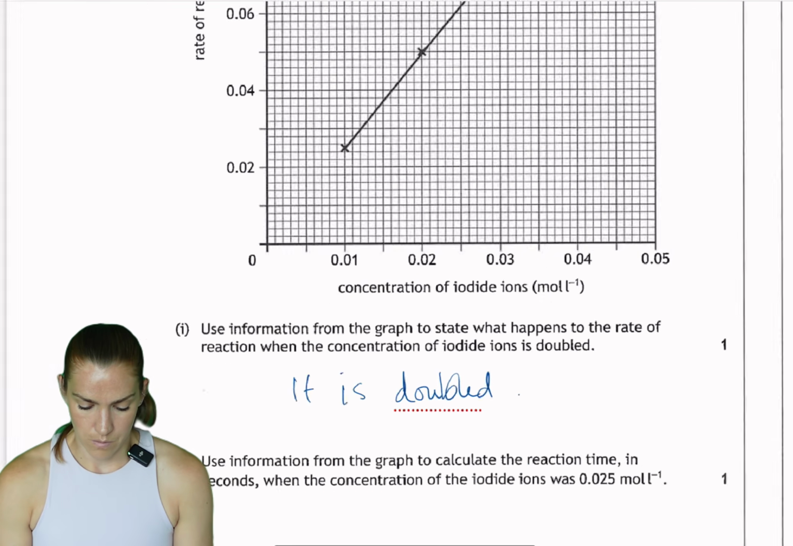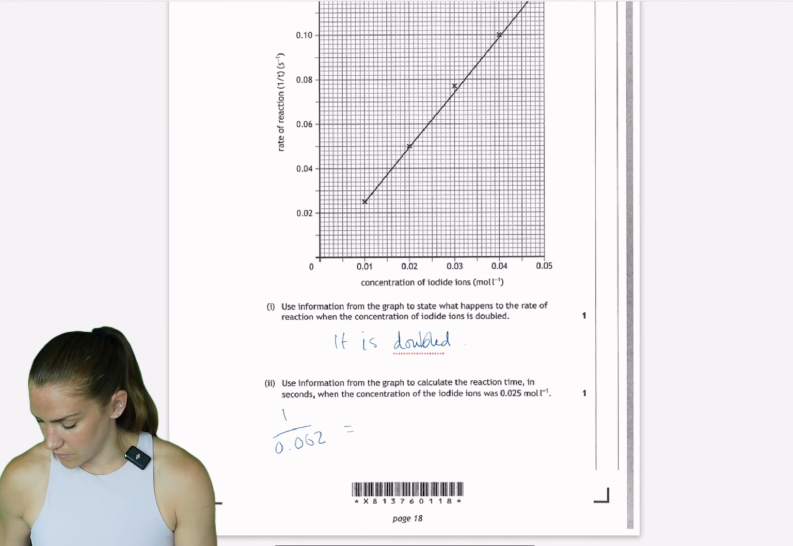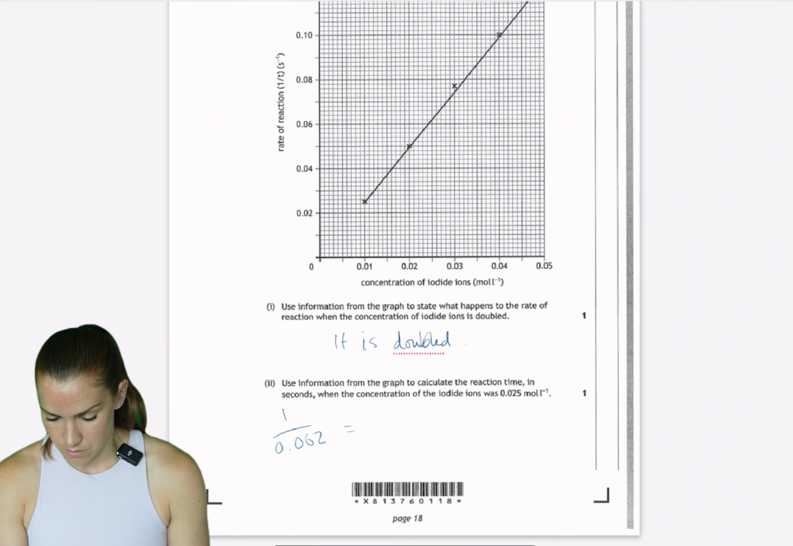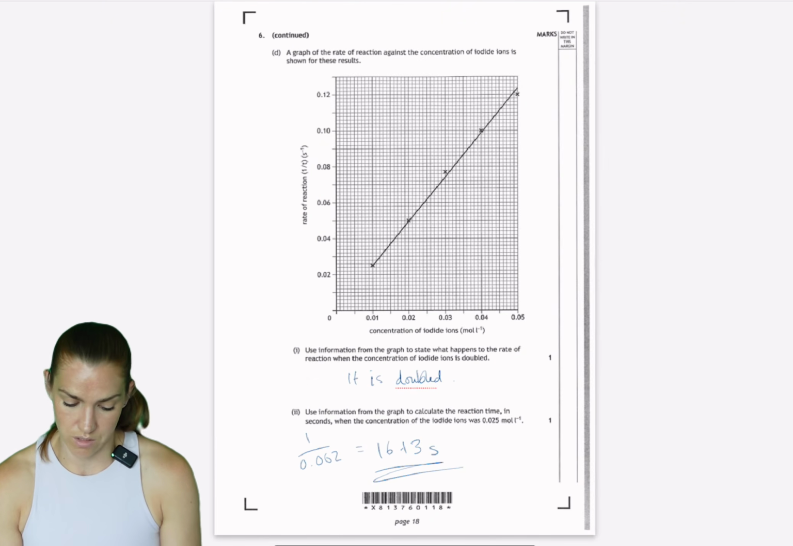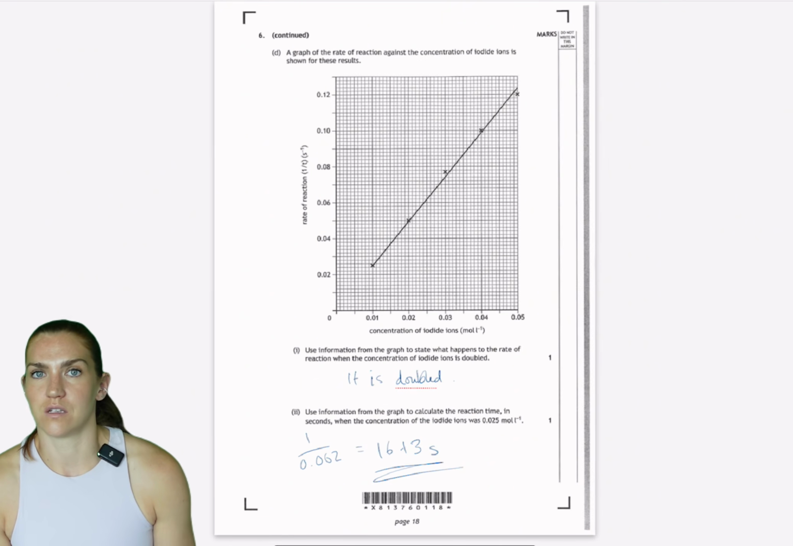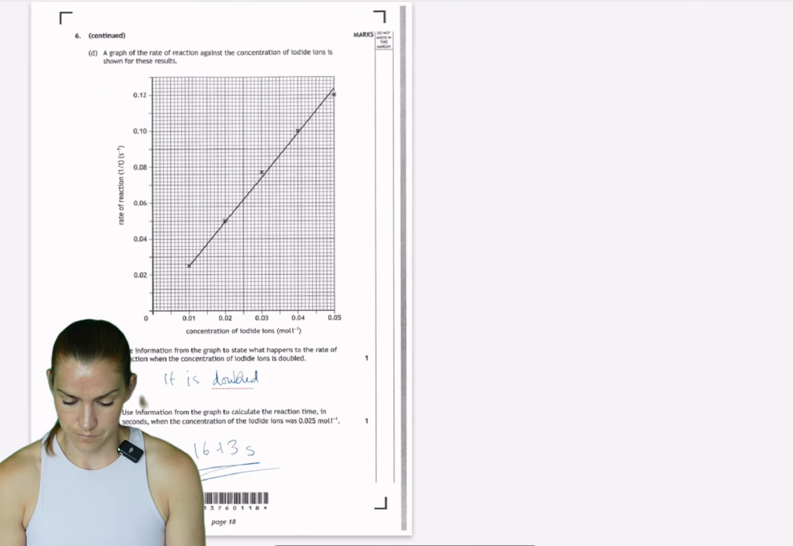So we would just do 1 over 0.062. So 1 divided by 0.062, and that gives you 16.13 seconds, or you could just say 16.1 or just 16. Just remember, it's never just going to be a case of reading the rate off the graph. You're always going to have to do 1 divided by the rate and higher.